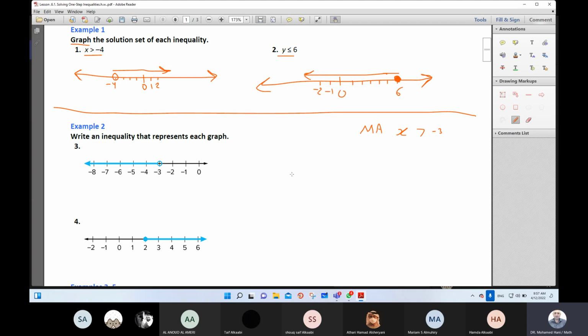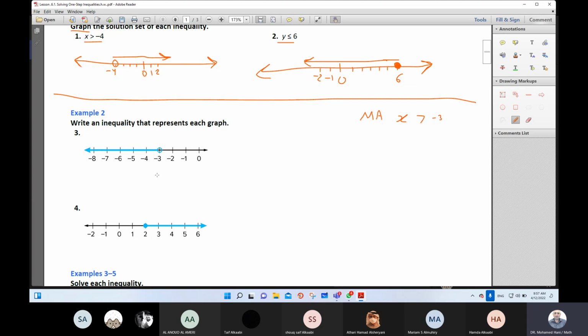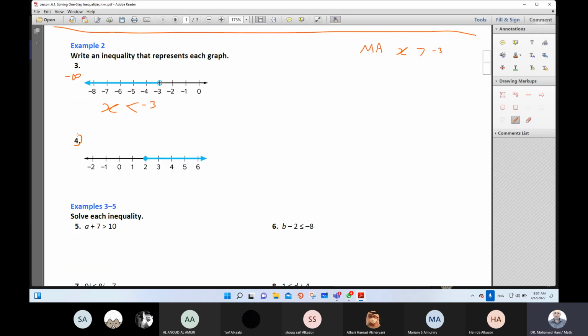Okay, listen to me. At the first here, we have open circle. Means we don't have in the sign equals. Means this value is not included in the solution. And look to the direction of the arrow. The direction of the arrow to the negative side. So means the value of x goes down, less than -3. X less than -3. Right. Now I want from all to tell me what is the inequality in this graph, please.